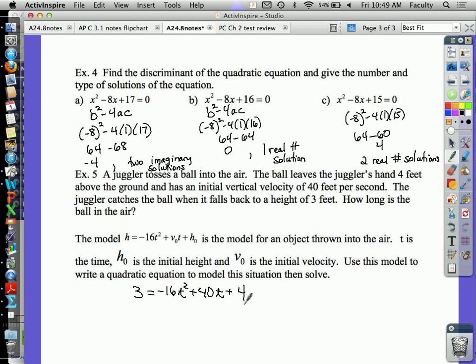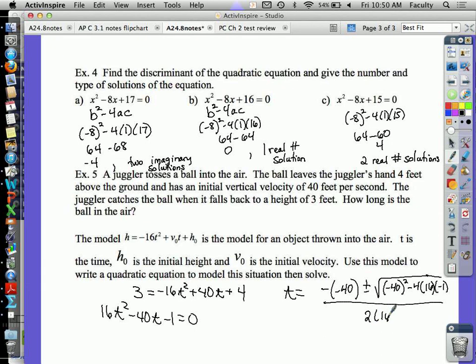v sub 0 is 40. h sub 0 is the starting height, that's the 4, and the h on the left side is your ending height. Now, do you remember what I told you? When a is negative, bring it over to the other side. So this will give me 16t squared minus 40t minus 1 equals 0. Now, we're going to use the quadratic formula. But instead of x, because it's ax squared plus bx plus c equals 0, this is now a t. So t equals -40 plus or minus the square root of -40 squared minus 4 times 16 times -1, all over 2 times 16.